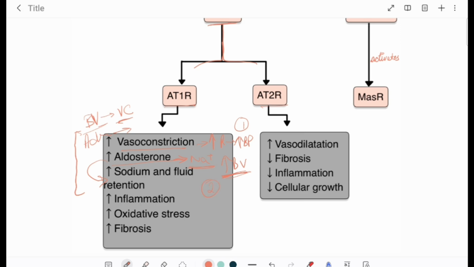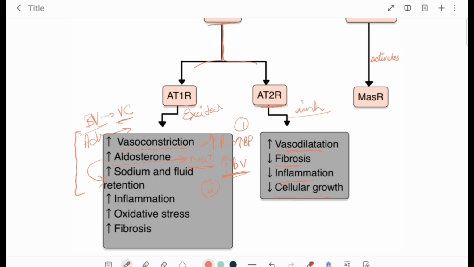Now it also works on the angiotensin 2 receptor. The angiotensin 1 receptor is an excitatory type of receptor, and the angiotensin 2 receptor is an inhibitory type of receptor. So if angiotensin 2 works on this second receptor, it increases vasodilation, decreases fibrosis, decreases inflammation, and decreases cellular growth.